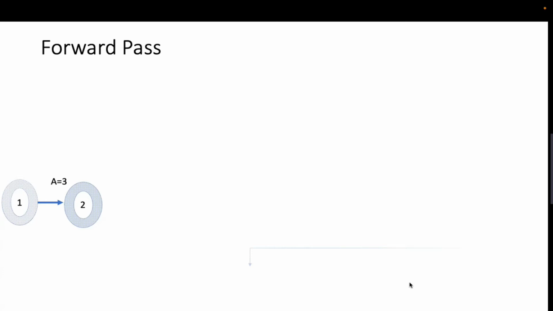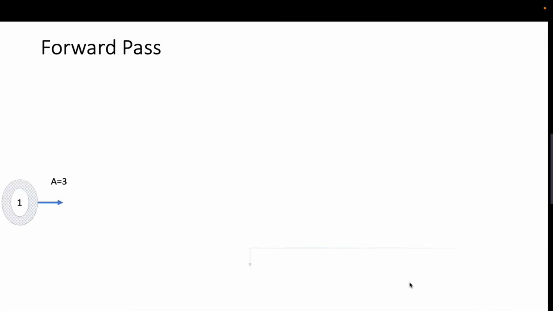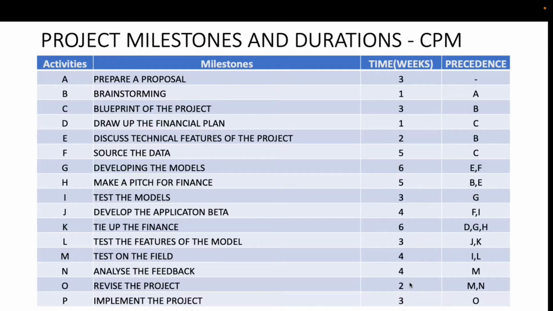So activity A will move from node 1 to 2. So you don't have to worry, this has no significance. It's just a sequence of numbers. So activity A, which relates to preparing the project, preparing a proposal, is the first activity, and it will take about 3 weeks. Then we go to the second activity, and the second activity is B. And the B activity is brainstorming.